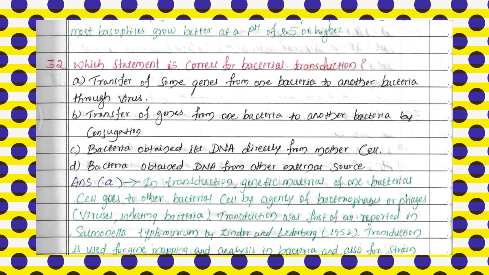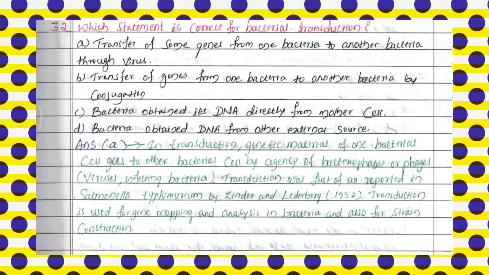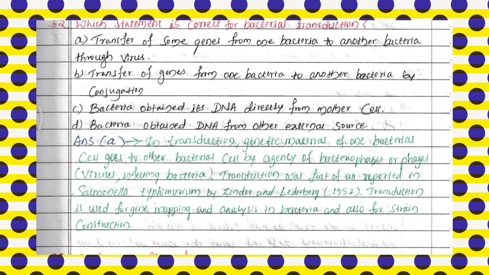C. Bacteria obtain DNA directly from mother cells. D. Bacteria obtain DNA from other external source. Answer is A, that is transfer of some genes from one bacteria to another bacteria through virus.